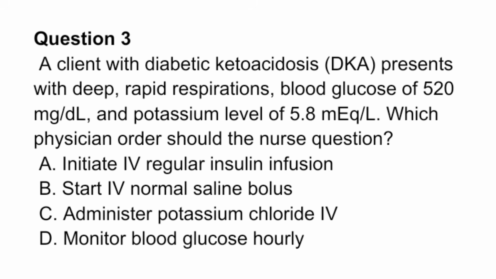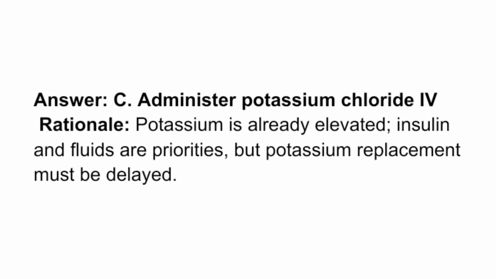A. Initiate IV regular insulin infusion. B. Start IV normal saline bolus. C. Administer potassium chloride IV. D. Monitor blood glucose hourly. Answer, C. Administer potassium chloride IV. Rationale: potassium is already elevated, insulin and fluids are priorities, but potassium replacement must be delayed.